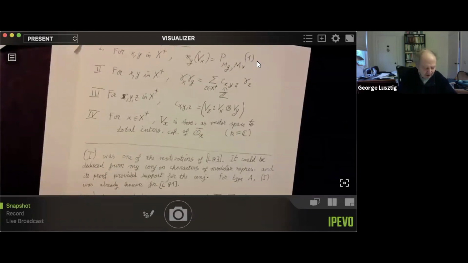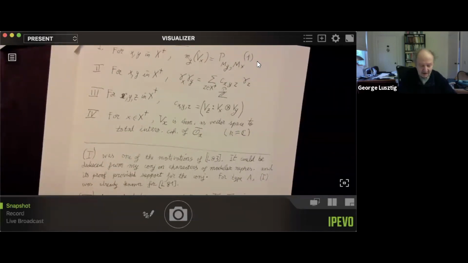So this was one motivation, but there was a second motivation: in type A, I had a proof of this formula actually. That was before, in 1981, because I was studying the intersection cohomology of the closure of a unipotent class in GLN.